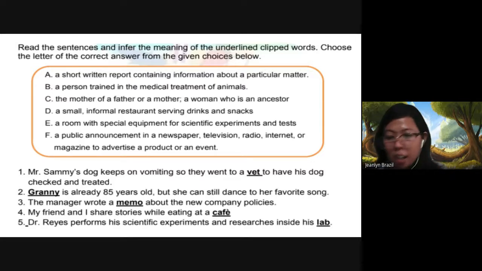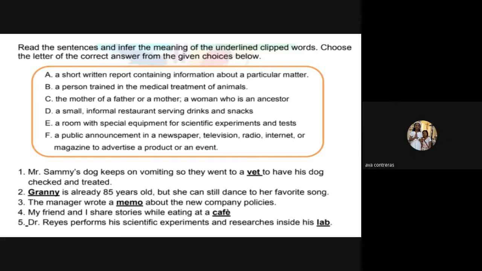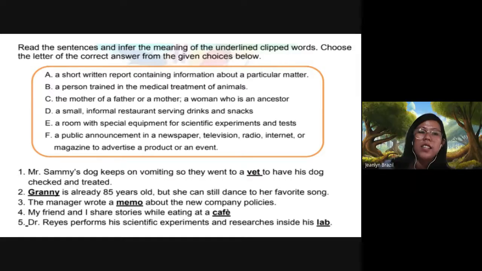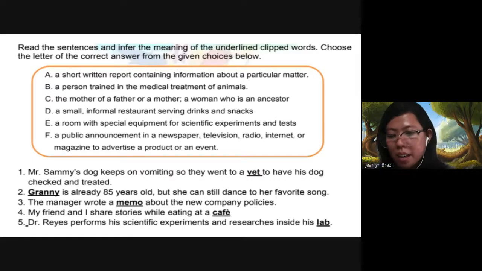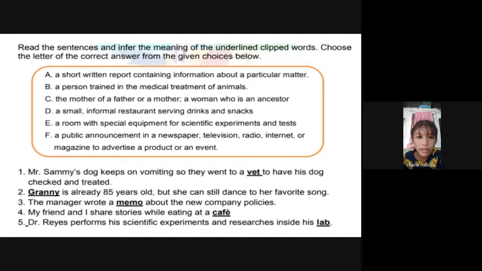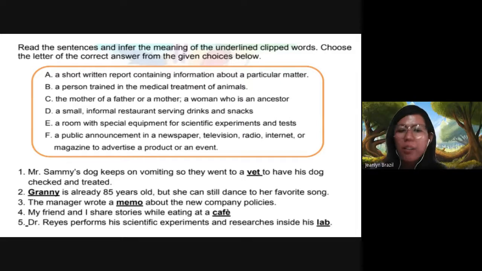Sige nga, Ava? A short written report containing information about a particular matter. Okay, that's letter A. What about letter B? Charisse? A person trained in the medical treatment of animals. Ayan, medical treatment of animals. Thank you, Charisse. The third one?